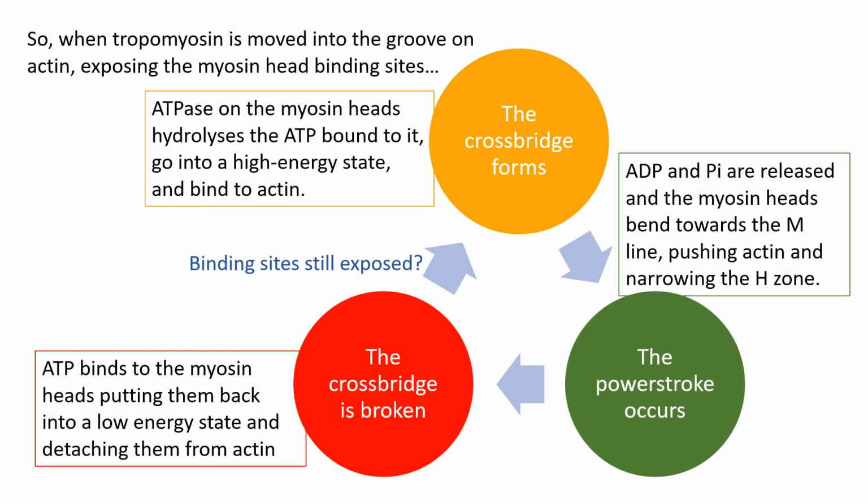ATPase on the myosin heads hydrolyzes the ATP bound to it, high energy state, binds to actin, forming a cross bridge. ADP and P are released, myosin heads bend towards the M line, pushing actin and narrowing the H zone, the power stroke. And then more ATP comes in and breaks the cross bridge by binding to myosin heads and putting them back in a low energy state. And we can keep going round and round until our actin has got to the M line. And as I say, in some cases in maximal contraction, it can actually overlap at the M line.